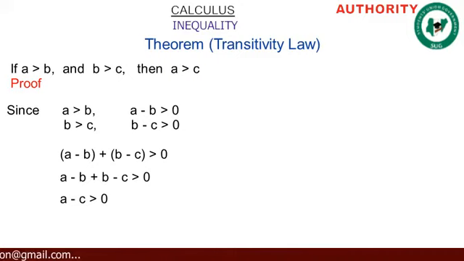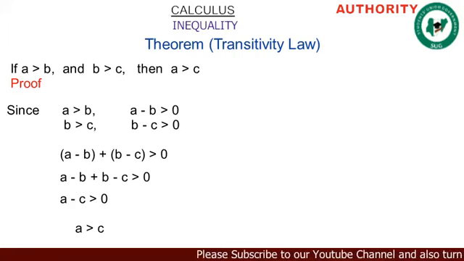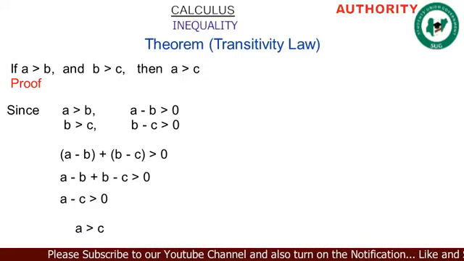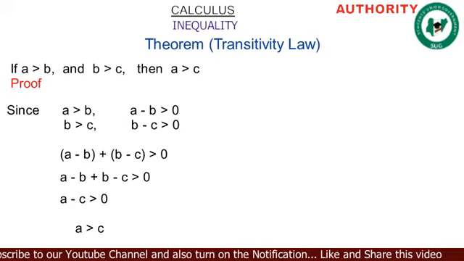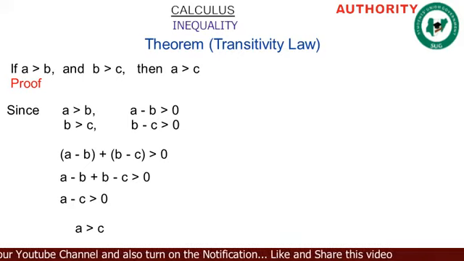If A minus C is greater than 0, that means definitely A is greater than C. All right? We say hence the proof. This is the transitivity law. If A is greater than B and B is greater than C, then A is definitely greater than C. And then we have proved this.